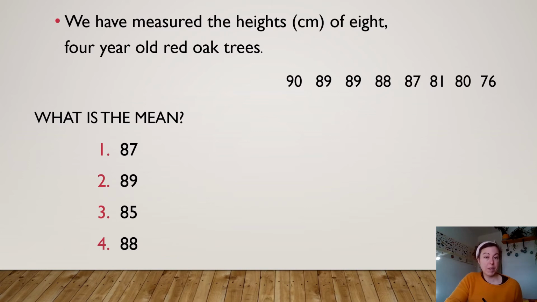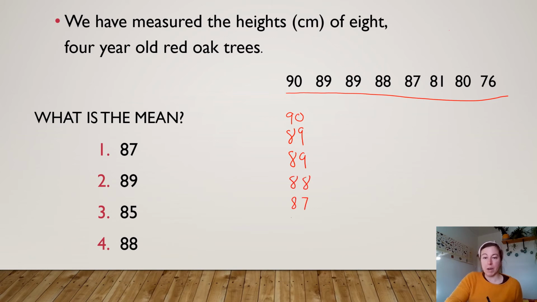For example, I have measured the heights of 8 4-year-old red oak trees. These numbers here are the heights in centimeters of 4-year-old red oak trees, so little saplings. What is the mean? What is the average? I feel like you guys probably already know this, but I'm just going to go through it pretty quick for those who need a reminder.